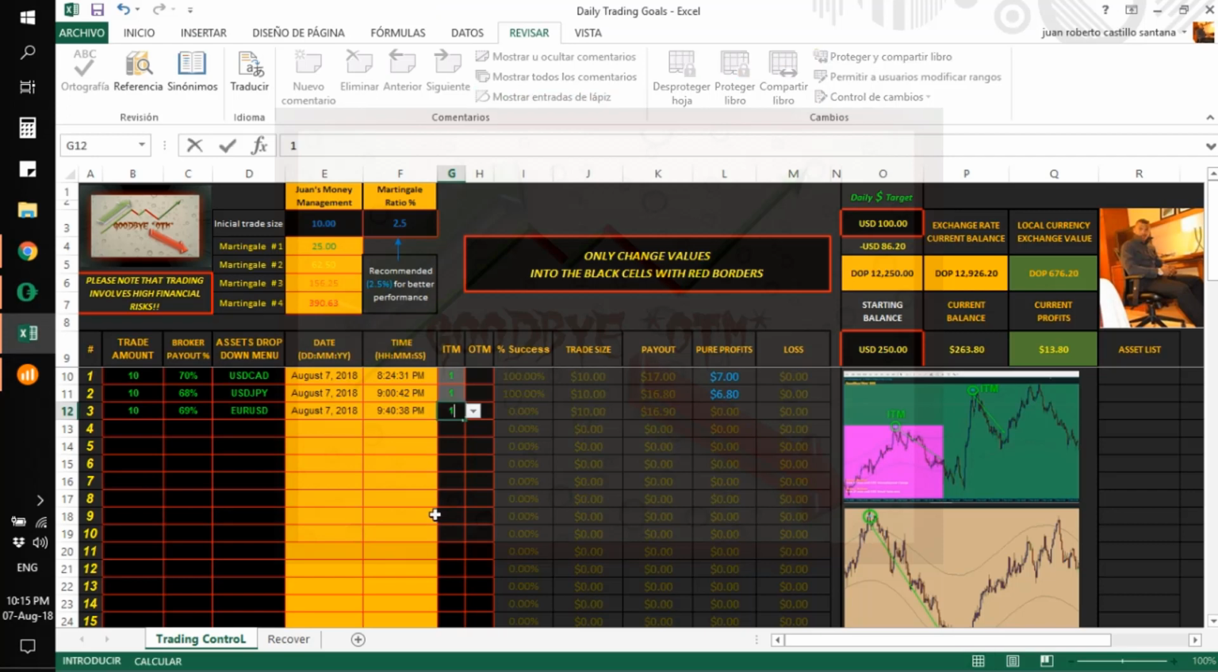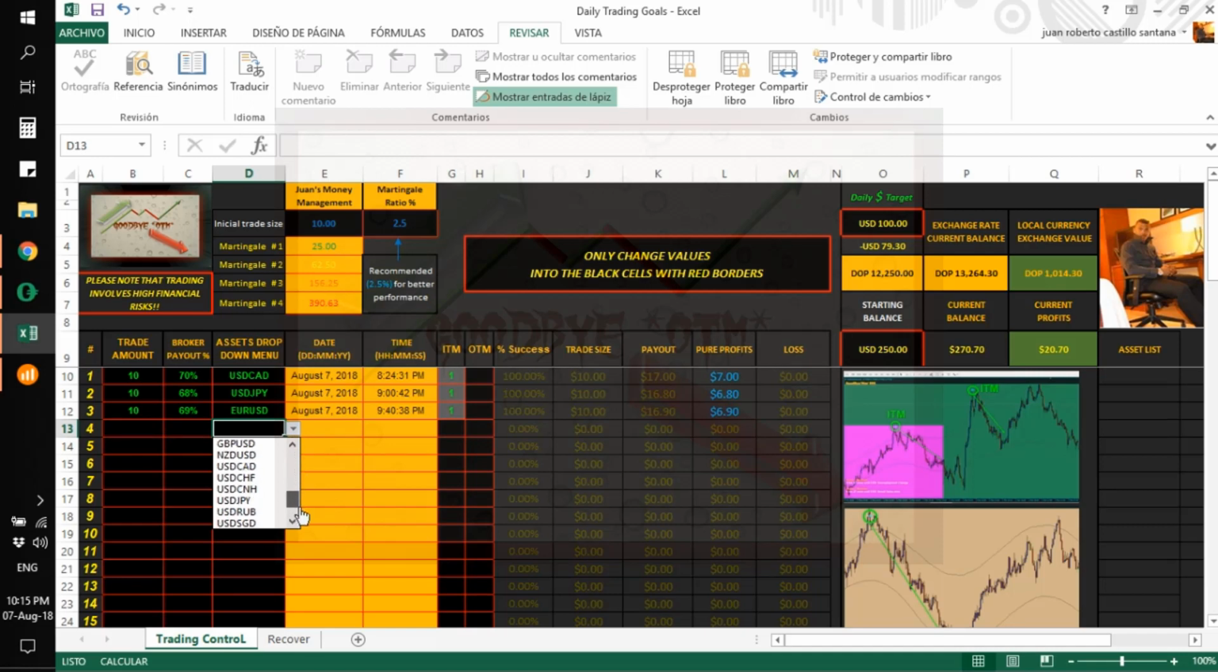So we have placed 3 trades that were available on our broker, and all of them ITM. We have $20 above our initial investment. And we did not place USD CHF because it was not available, and also because we trade only one trade at a time in order to use proper money management.